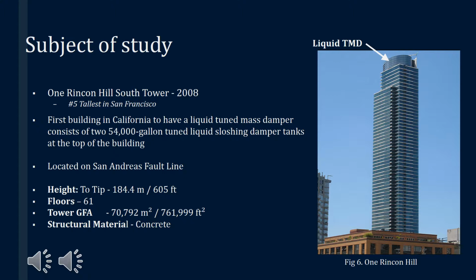Baffles are commonly used as a device to control the flow of fluid in a particular direction. This is an important feature to consider during the design and construction process, because the One Rincon Tower, as mentioned, is located on the San Andreas fault line.